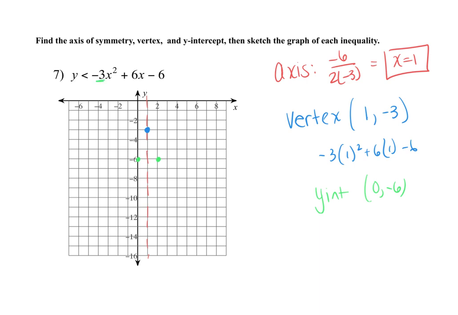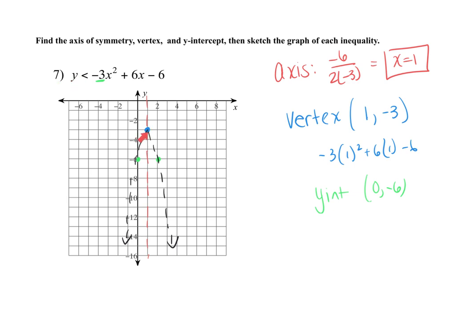At this point, it changes how I graph. I have to look at my inequality before I graph this to decide if it's going to be solid or dashed. In this case, it does not have an or equal to, so I'm going to dash this, meaning I am going to connect those with a dashed line, not a solid line. All right, y is less than that.